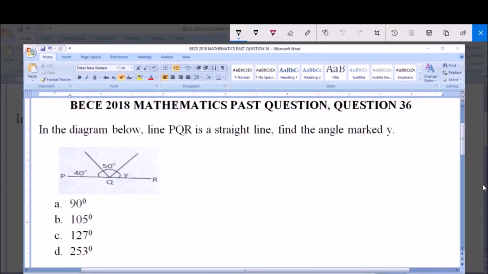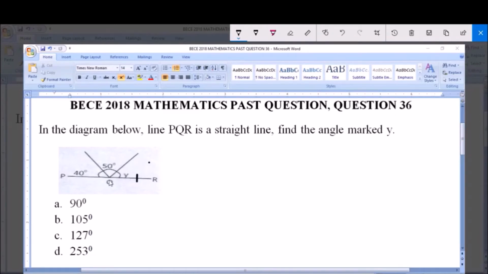BECE 2018 Mathematics Past Question, question 36. In the diagram below, line PQR is a straight line. Find the angle marked Y. A, 90 degrees, B, 105 degrees, C, 127 degrees, and D, 253 degrees.